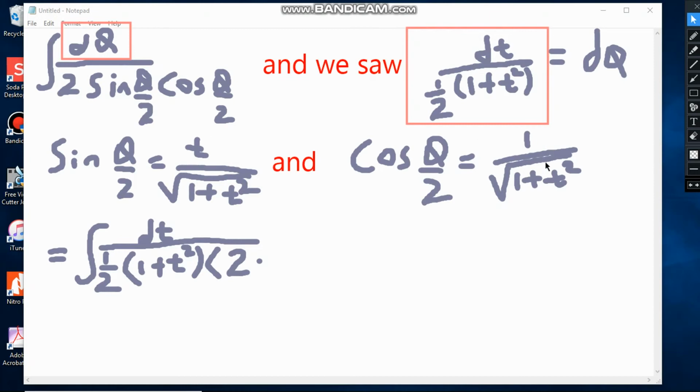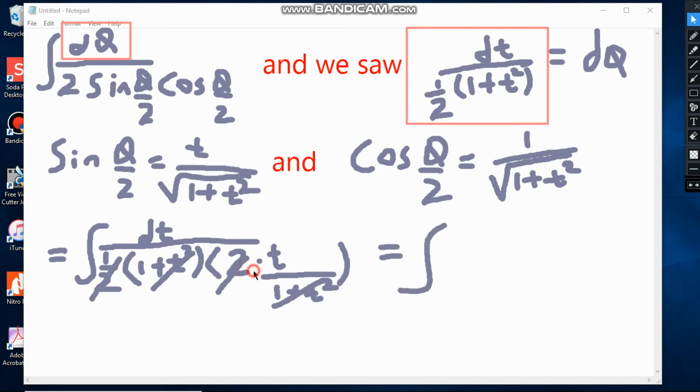So t times 1 is t over the square root of 1 plus t square times the square root of 1 plus t square, I get 1 plus t square. Here I get 1 plus t square in brackets. So when these cancel out, and a half and a 2 cancel out, we remain with the integral of dt over t, which is equal to ln of t. So we have ln of t plus constant.